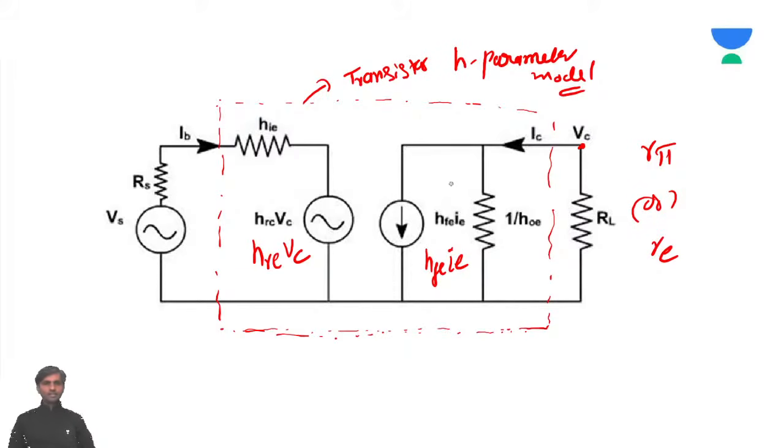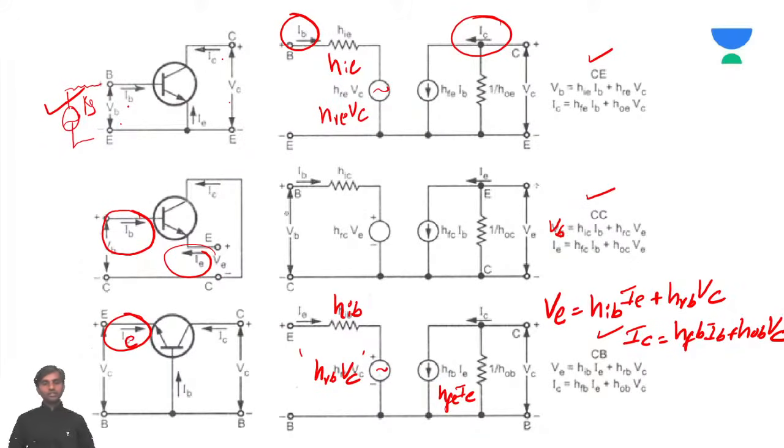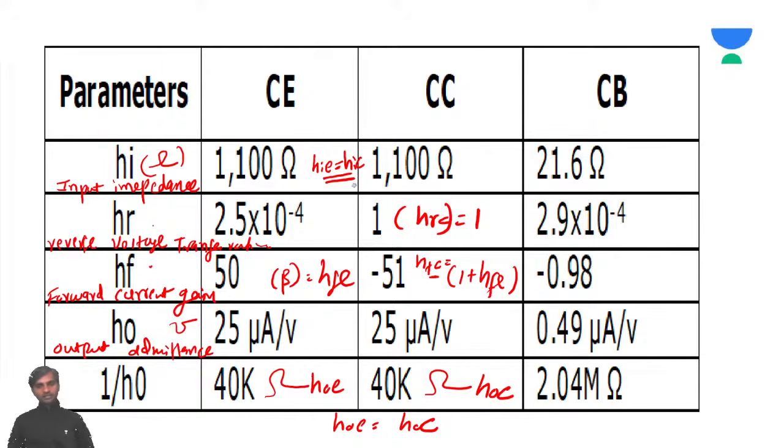And we have seen how the H parameter model looks. This is a common emitter configuration where you will have an input voltage source and our load resistance, and we will be replacing this transistor by its equivalent model. Now these are the different configurations: common emitter, common collector, and common base. We have discussed in detail how we got this, and we'll see today's class.